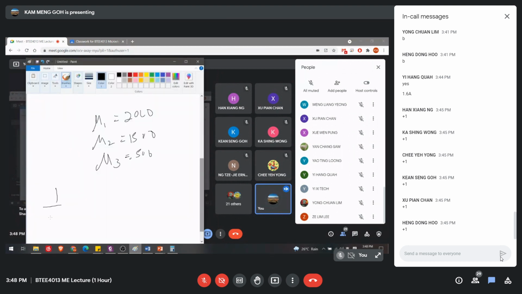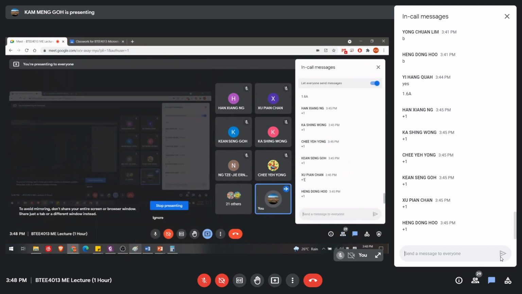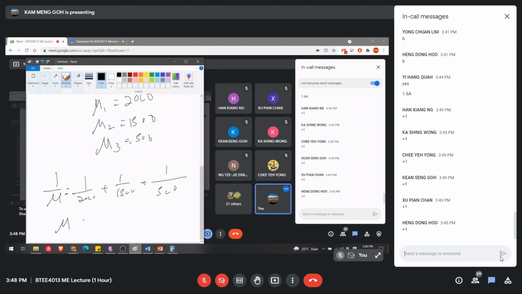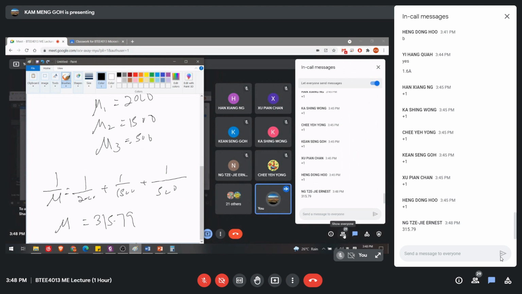And then this one, 1 over mu will be equal to 1 over 2000 plus 1 over 1500 plus 1 over 500. So you just calculate accordingly. And what's the answer for mu? 315.09. The rest of you, do you get the same answer?